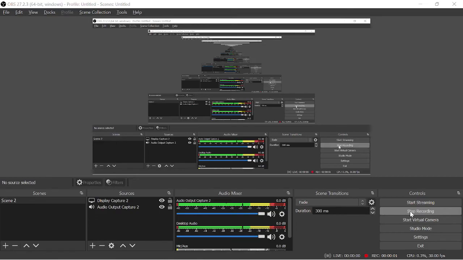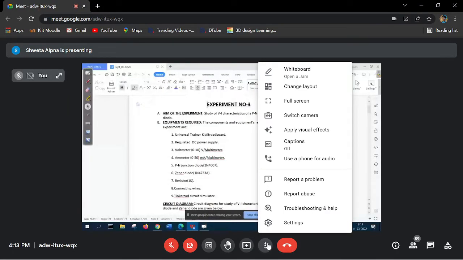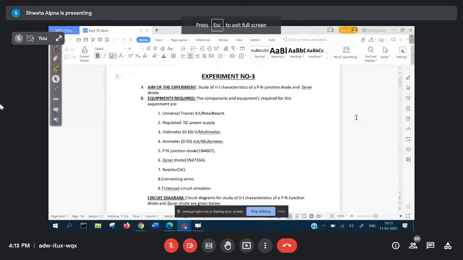Experiment number 3. The aim of the experiment is the study of VI characteristic of PN junction diode and Zener diode. So there are two types of diode. A diode is an electronic semiconductor device which is made up of two materials, P and N material, so P type material and N type material. You will learn about the P type and N type in your theory. So they are semiconductor devices.